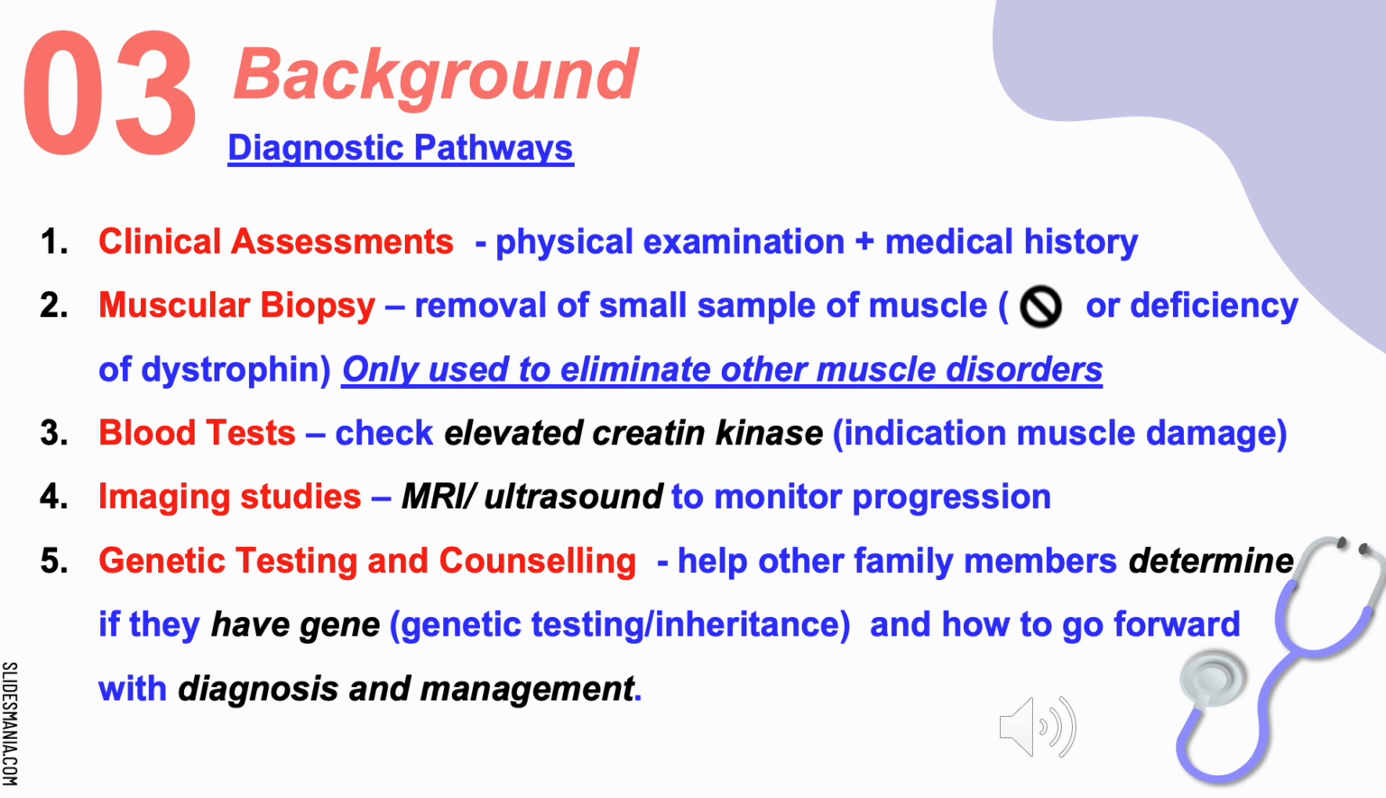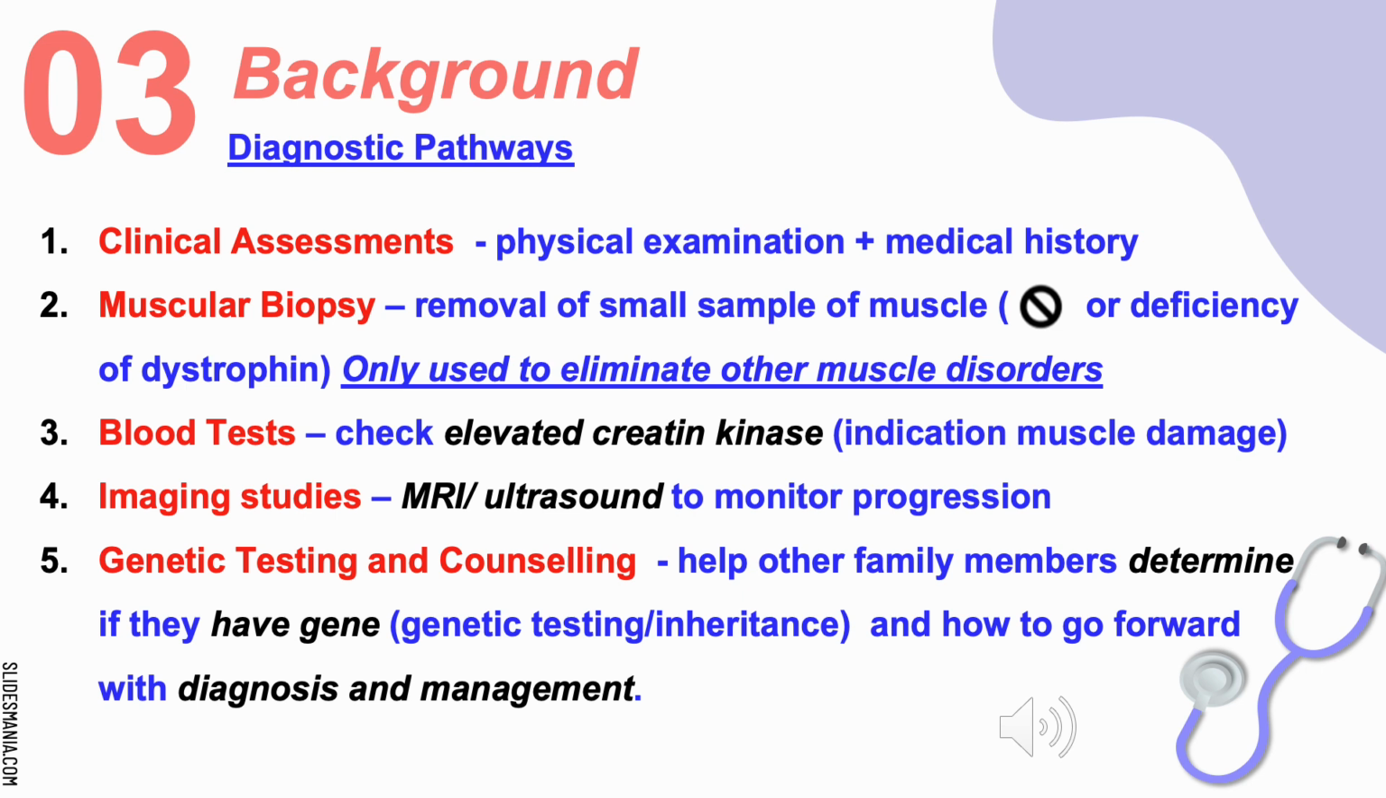At number five, we have genetic testing and counseling. Genetic testing is used to confirm a diagnosis of DMD from a blood sample or cheek swab to look for mutations in the dystrophin gene, which is responsible for producing a protein essential for muscle function. Most cases of DMD are caused by mutations in the dystrophin gene, and genetic testing helps to identify the mutations.